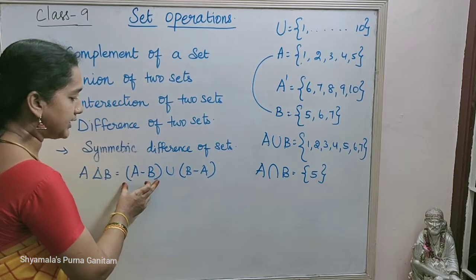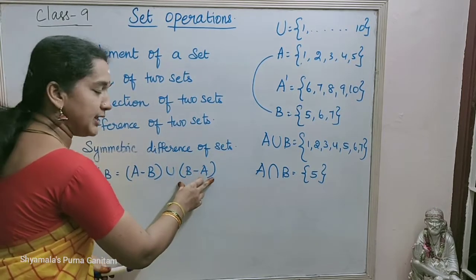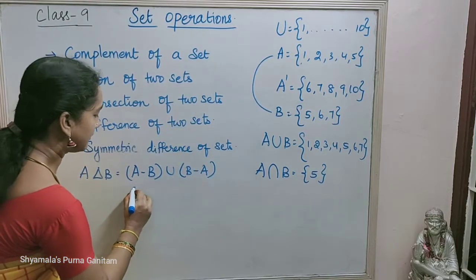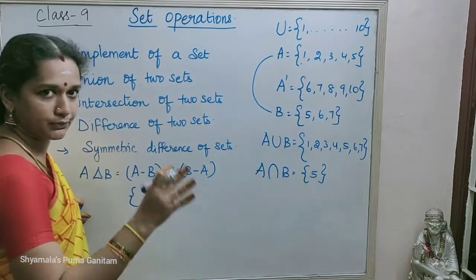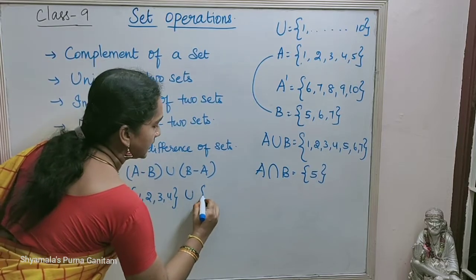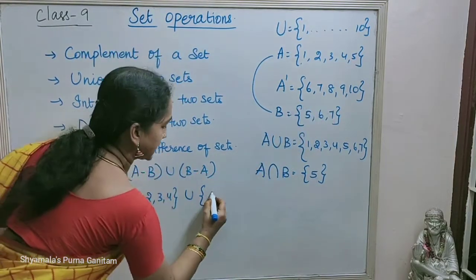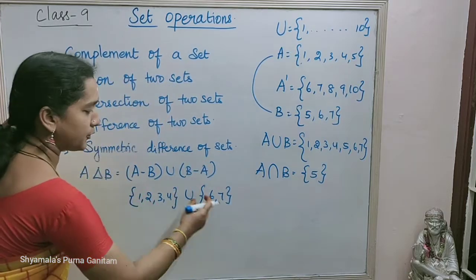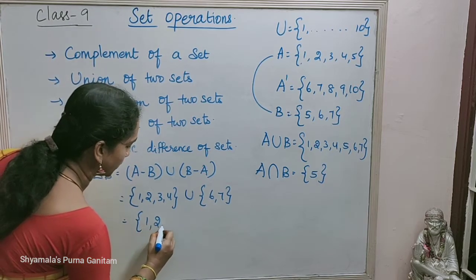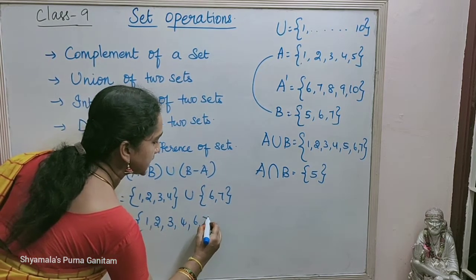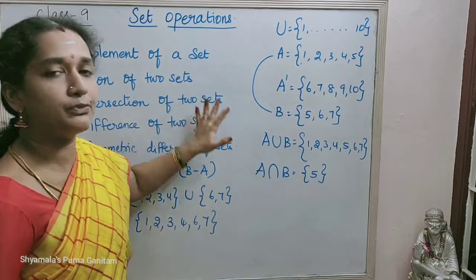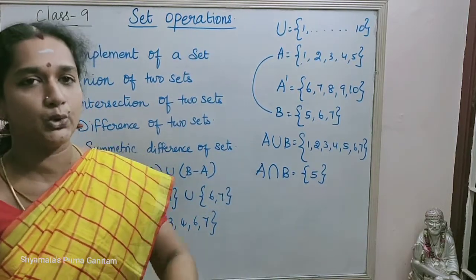That is, we will find the difference of A minus B and B minus A and we will write those two sets together. Just now we found A minus B: common is 5, so A minus B is 1, 2, 3 and 4, union B minus A. 5 is common, so 6 and 7 is B minus A. If you combine both these sets, that is A symmetric difference B. So when you combine, you will get 1, 2, 3, 4, 6 and 7. So this is A symmetric difference B. Understood? So these are the 5 important things you have to remember before doing this exercise.